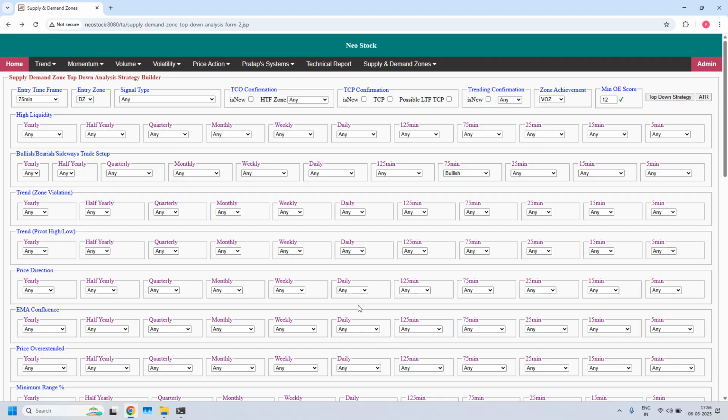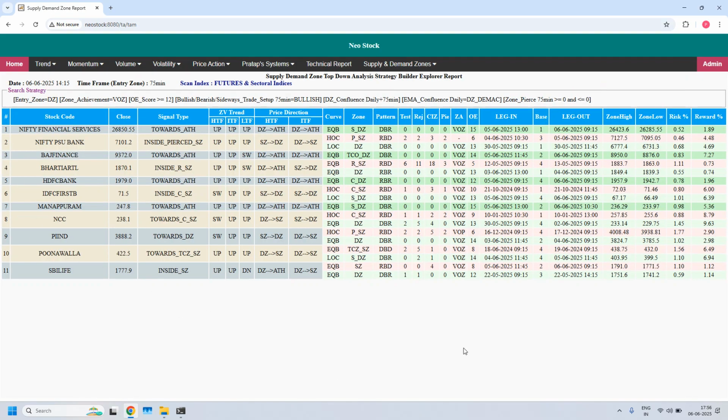Because 75 is overlapped with the daily, we are checking whether daily demand zone is having daily EMA. If it is filtered, the overlapped 75 minutes demand zones are having more high probability to get success. We got 11 stocks filtered. That way these 11 75 minutes demand zones might be having more high probability. Some of the demand zones are already tested.